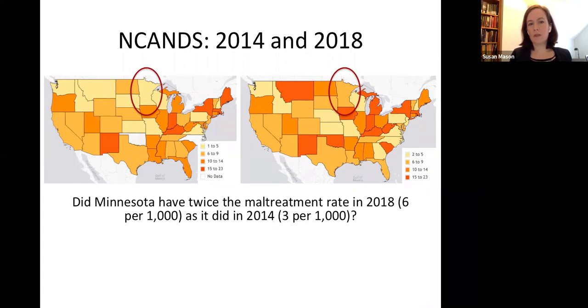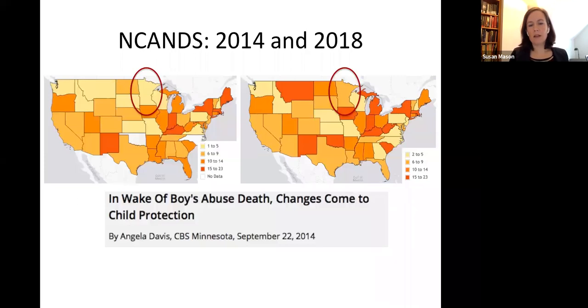And if that's true, if the maltreatment rate doubled in 4 years in Minnesota, then I think we should all be quite worried about an epidemic. However, I want to offer an alternative explanation, which is that at the end of 2014, there was a very high-profile death of a child by his mother. And it turned out that there were numerous reports to child protection about this child, that caregivers and child care providers were suspecting abuse, and nothing was done.